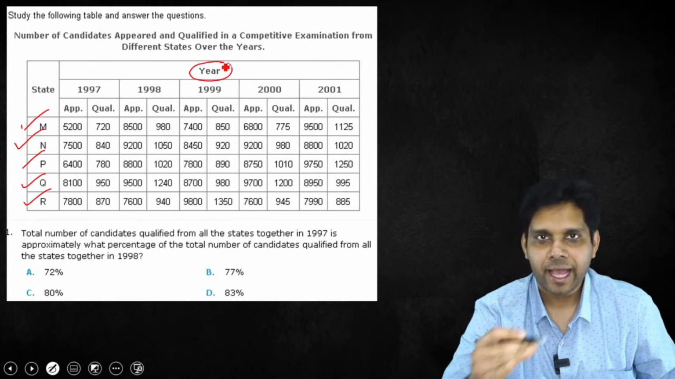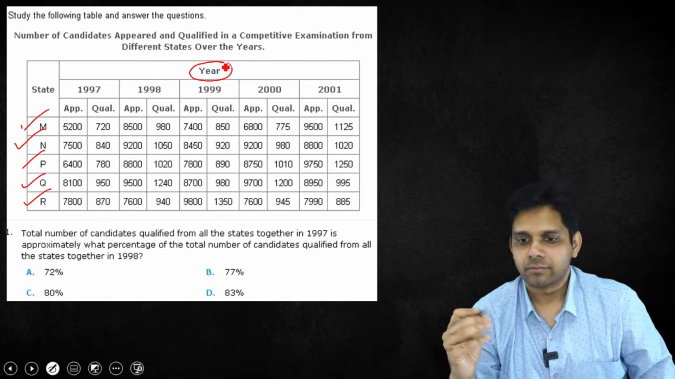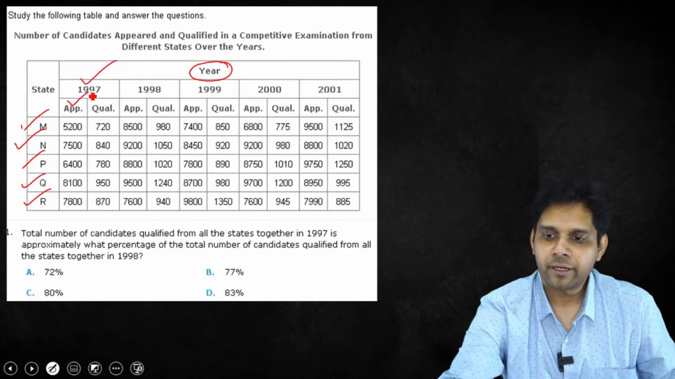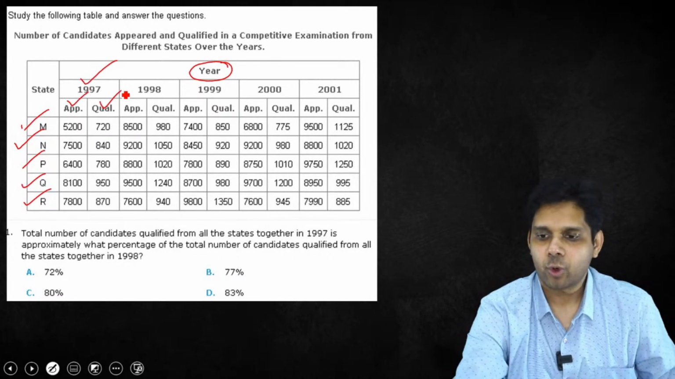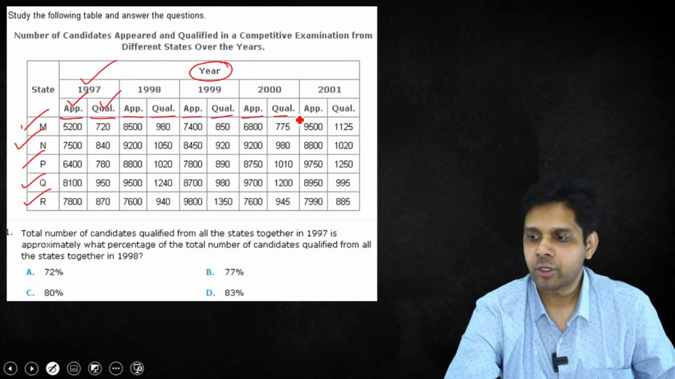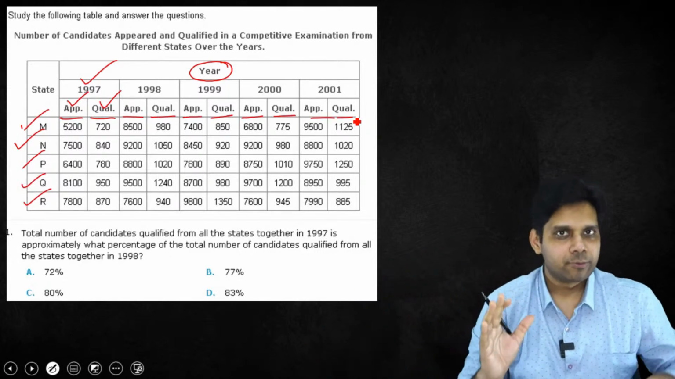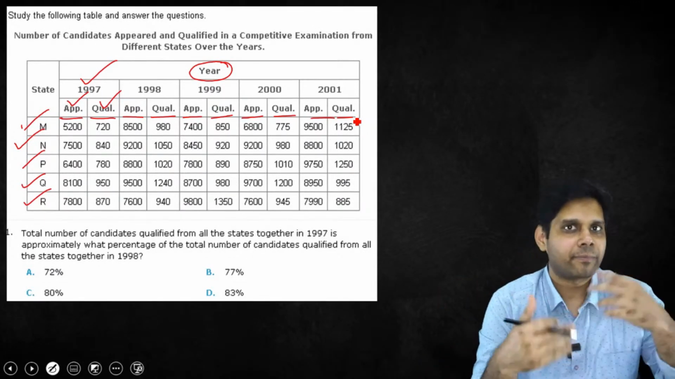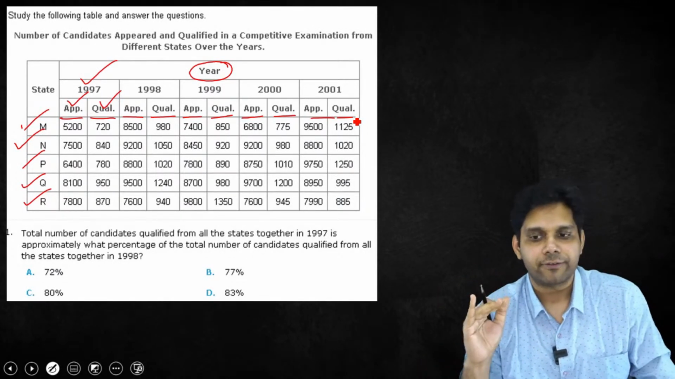This is the actual question which has come in exam. So 1997, how many people appeared for the exam and how many people qualified? All the years have two parts: appeared, qualified, appeared, qualified, and so on. I'm going slow because I'm teaching, but actually we have to observe all this very fast. In the exam, you have to go very fast.